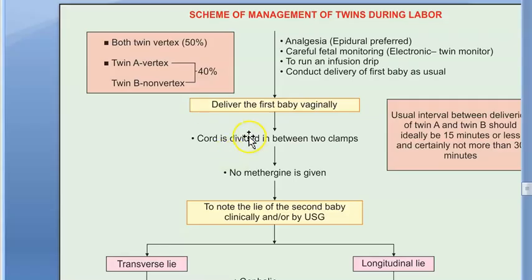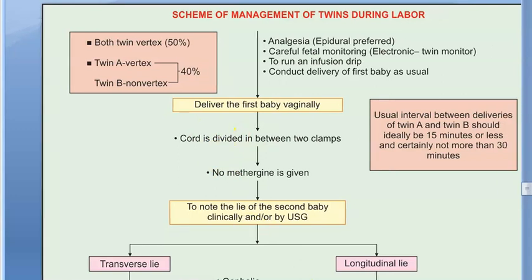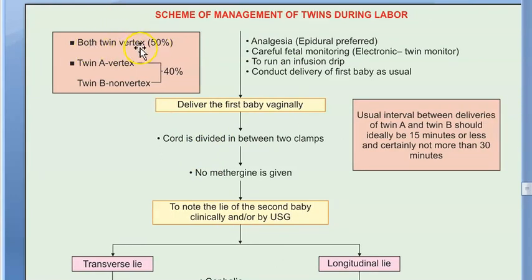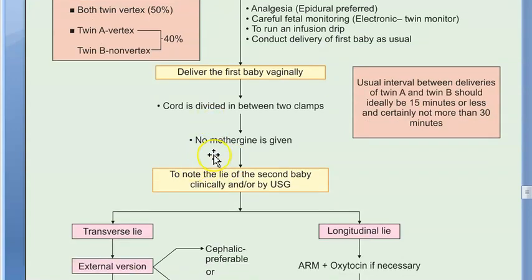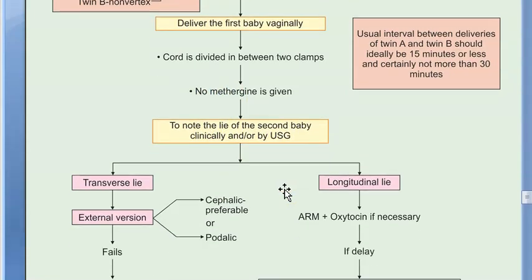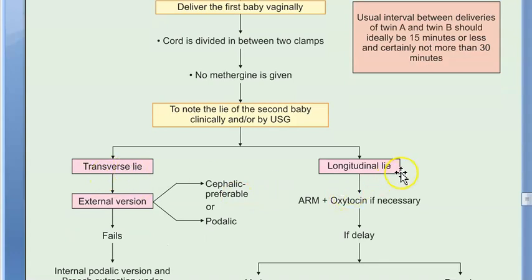In general, just look at this scheme of management of twins during labor. Very quickly we are looking at this. If both are twin vertex, or one is a vertex presentation and the other is a non-vertex, okay? The first baby they deliver vaginally, then the cord is divided between two clamps, that's what you do for the first baby. Methergin should not be given because the second baby still has to come. Don't give methergin, otherwise the uterus will contract, isn't it? Then you will note the lie of the second baby clinically or by ultrasound. Then you will check whether it's a transverse lie or a longitudinal lie.